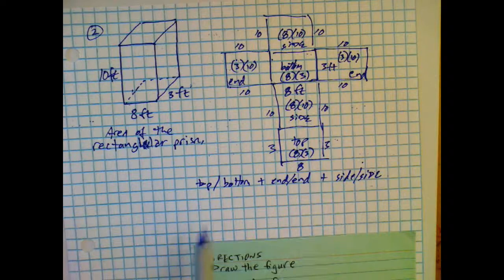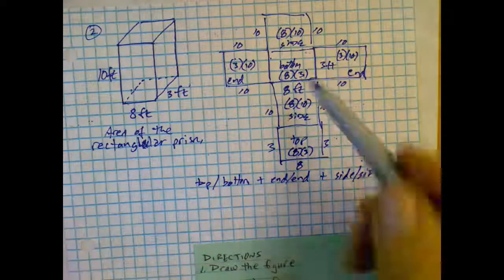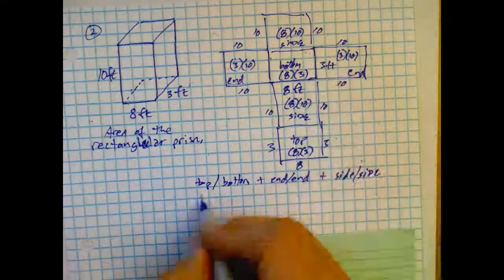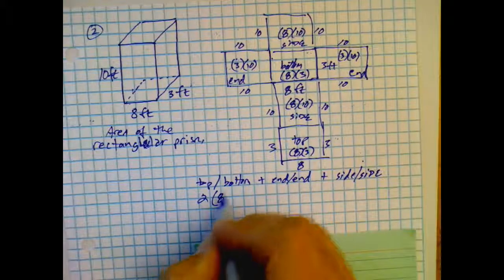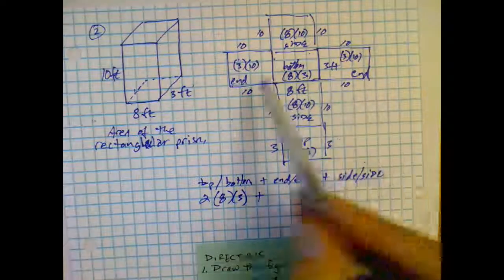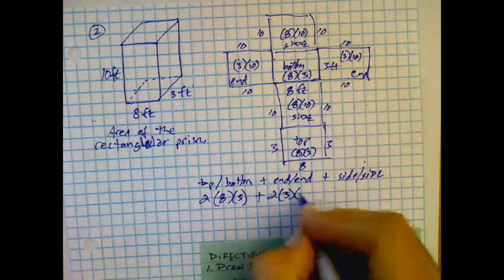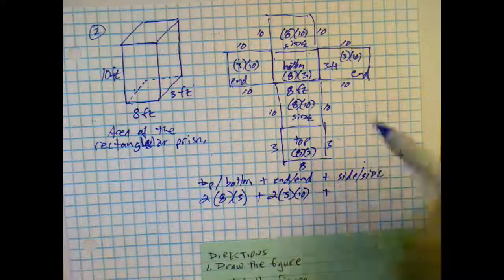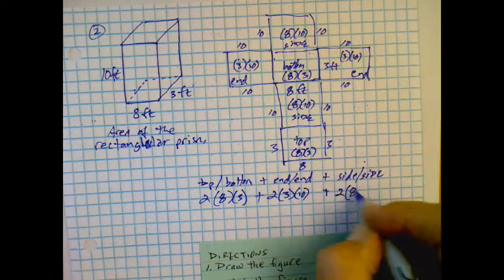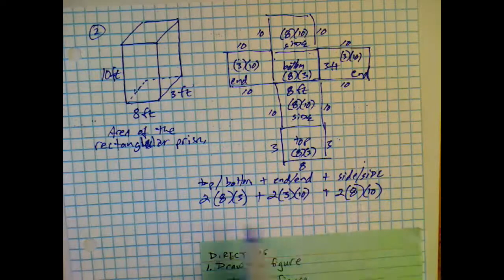Now I simply need to plug in numbers. My top and my bottom are both 8 times 3, so I have 2 that are 8 times 3. To that I'm going to add the ends. I have 2 ends, so 2 that are 3 times 10. And I have 2 sides that are 8 by 10. So there I've plugged in the numbers.